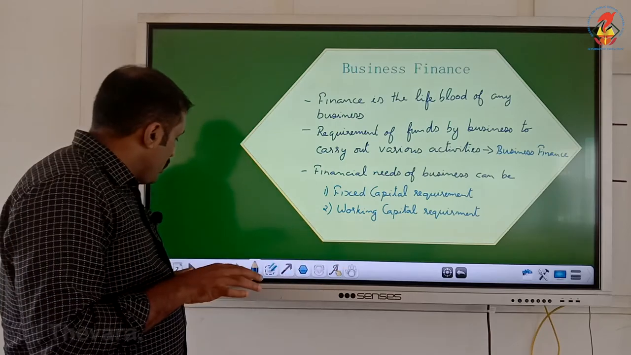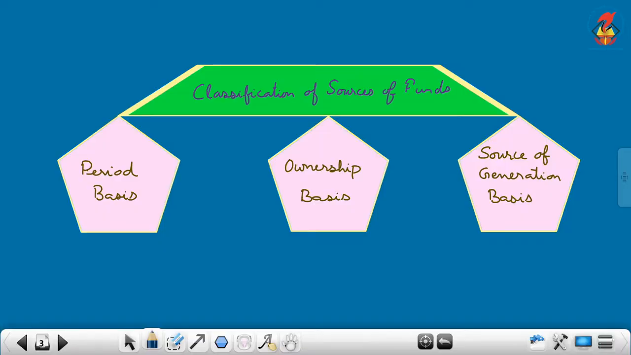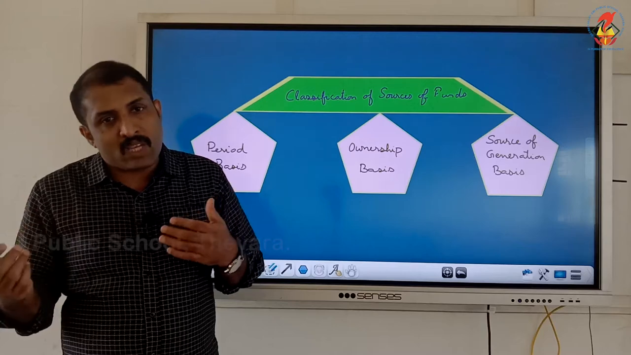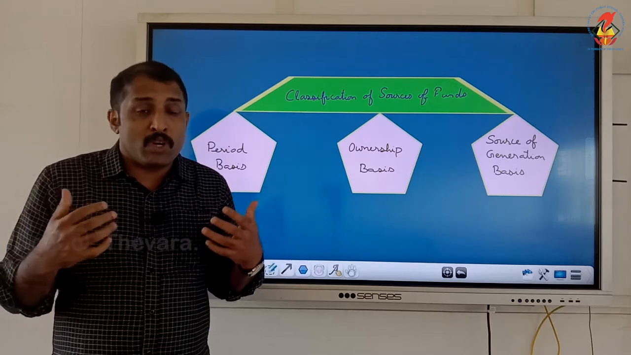Now, we are going to see the sources for our requirements, fixed capital requirement and working capital requirement. From where we can get it, the sources from where we can raise. It can be classified on different bases, but for our requirement, we are learning about three bases of classification of source of funds. The sources from where we are going to raise the business finance required for fixed capital requirement and working capital requirement.